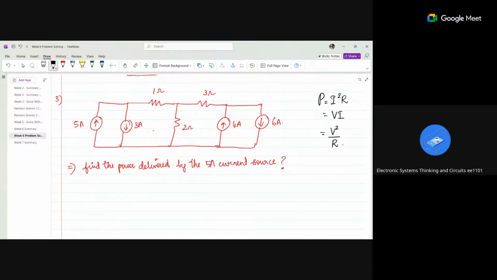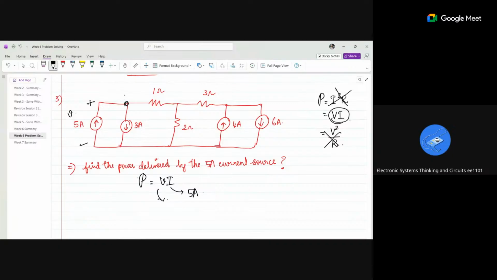You have to try finding it using calculation, right? See, I know power. There is no resistor here, so I will eliminate these two formulas. I have only this formula, P is equal to VI. I know the current, which is 5 amperes. I just have to find the voltage across this current source, right? Yes, ma'am.